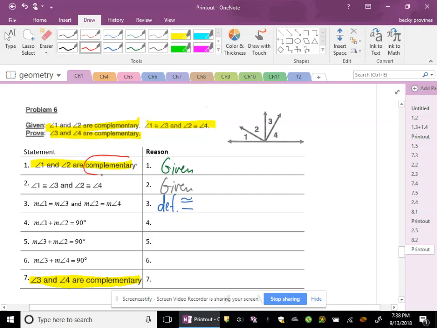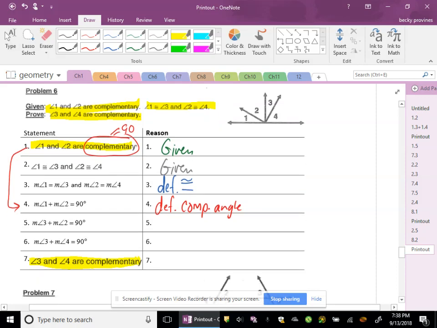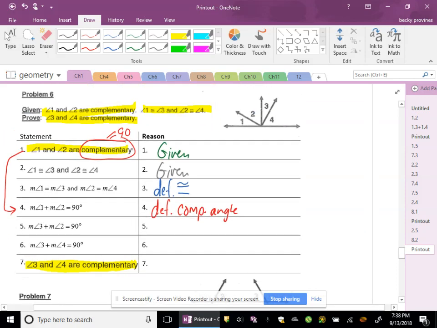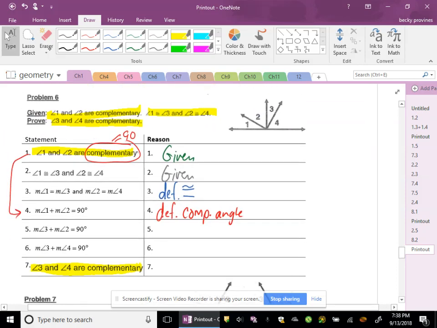So complementary means they equal 90. So we need a step that says angle 1 and angle 2 equals 90. So look what step number 4 is. We said the measure of angle 1 plus the measure of angle 2 equals 90. So what vocab word did we apply? And so we used the definition of complementary angles. If you just write complementary, that's fine. So we need for some of this to click together.